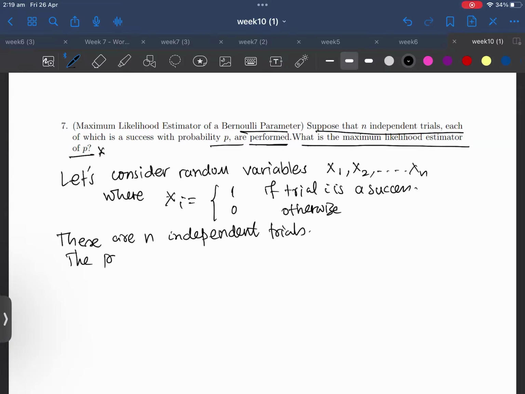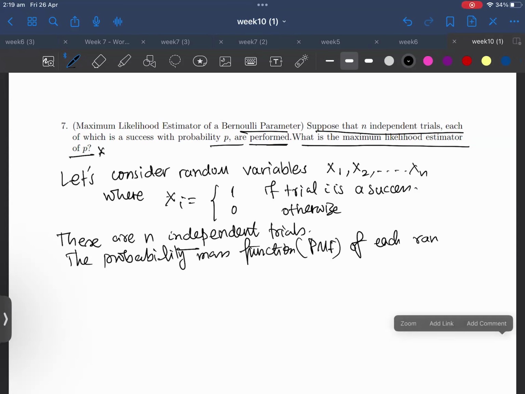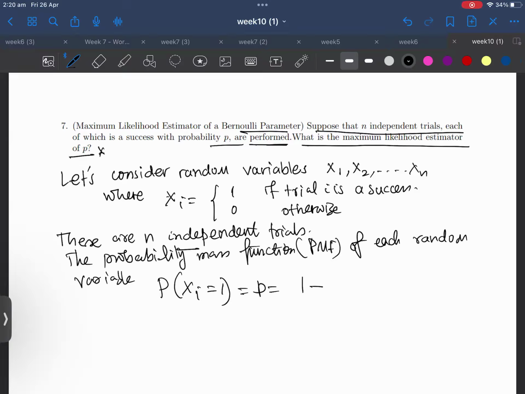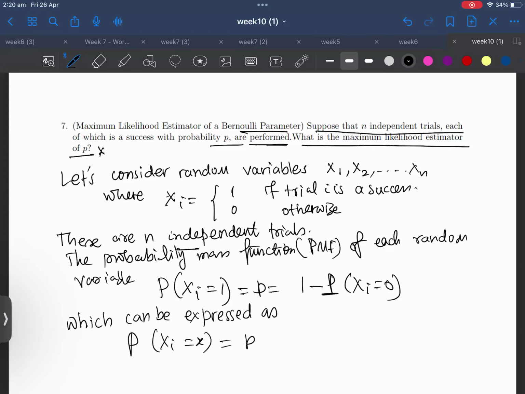The probability mass function, the PMF of each random variable, with P(xi equal to 1) equal to p, and P(xi equal to 0) equal to 1 minus p, which can be expressed as P(xi equal to x) equal to p power x times (1 minus p) power (1 minus x), where x equal to 0, 1.